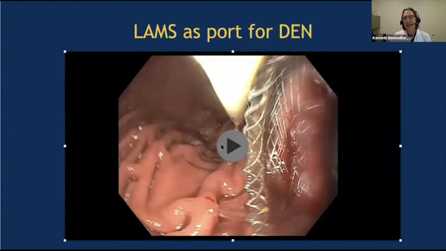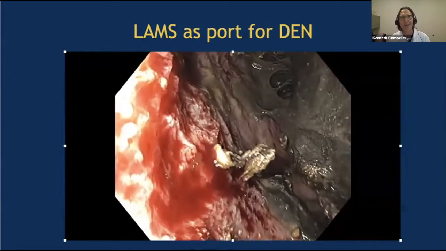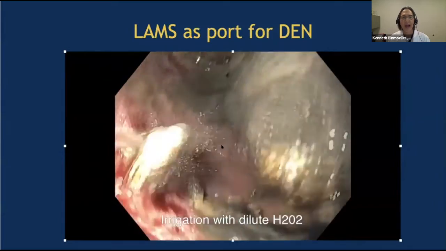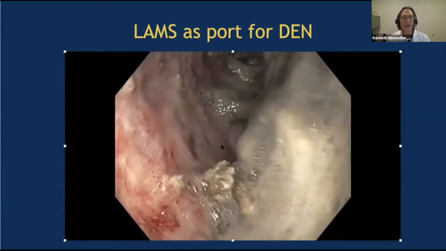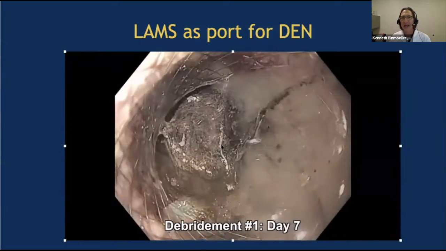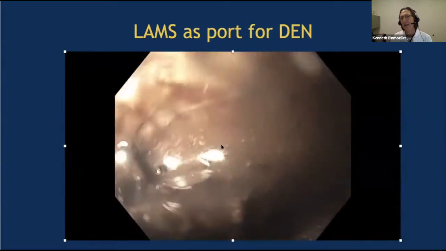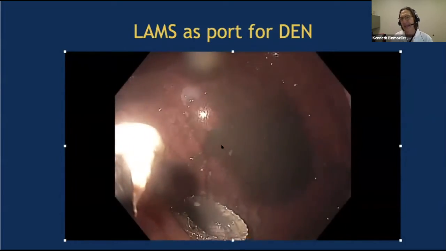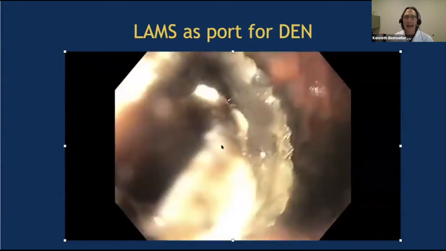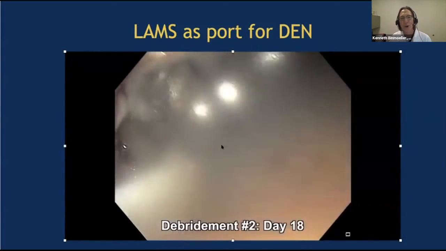This video shows one example of how we're using the LAMS as our port. And here you can see the inside. And I always like to irrigate first with dilute hydrogen peroxide, and I'll do that with a few liters until it's clean. And I'll bring the patient back a week later, so I'll let the tract mature. You could do it in the index session, but there is a small risk that you might dislodge the LAMS. So you really would prefer to have the tract mature, and then you can be more aggressive.